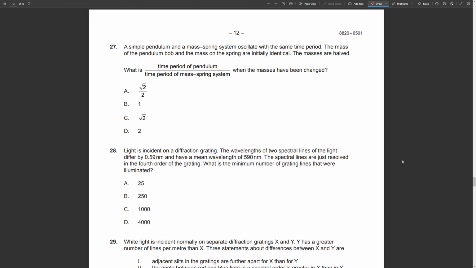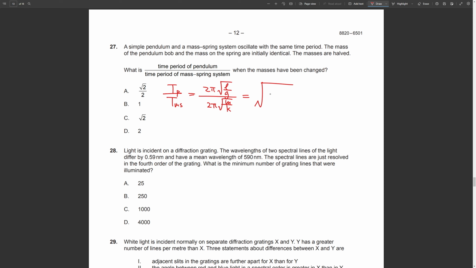Question 27. Two different simple harmonic motions, pendulum and mass spring system. The required ratio is the time period ratio. It's the time period of a pendulum and the time period of mass spring. Their equations are given in your formula sheet 9.1, so you can put it here directly without any referencing to anything else. It's root L over g and root m over k. Let's simplify this big fraction.